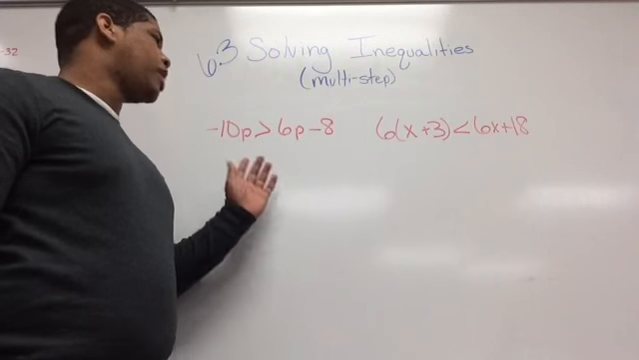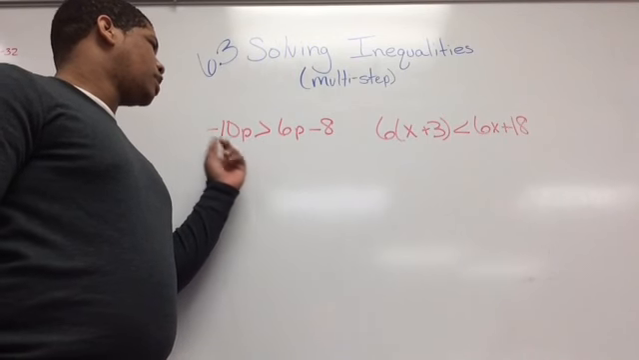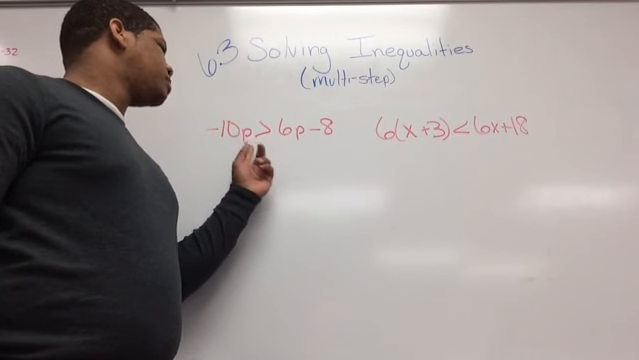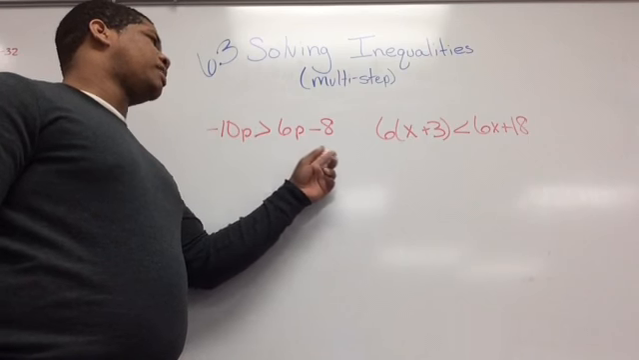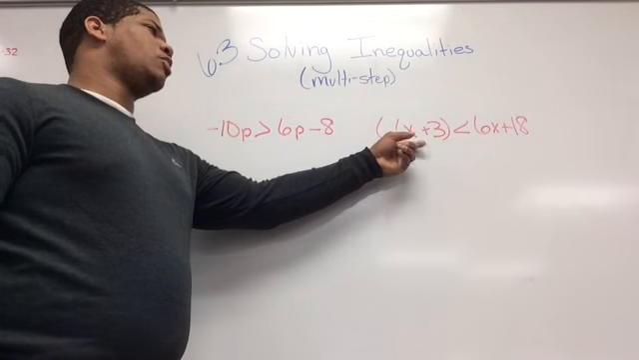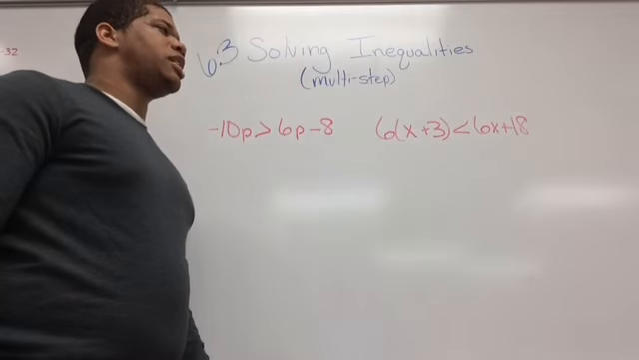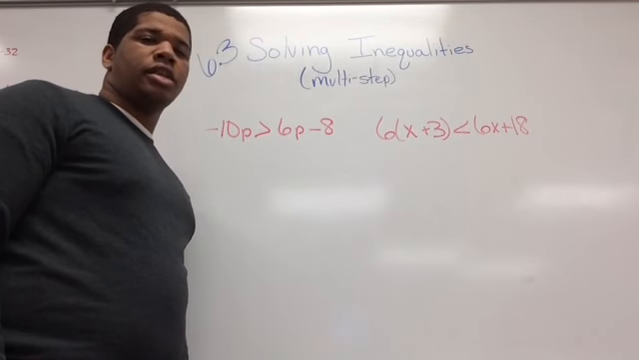So here are your 2 practice problems for tonight. You have negative 10p is greater than 6p minus 8, and 6 times the quantity of x plus 3 is less than 6x plus 18.